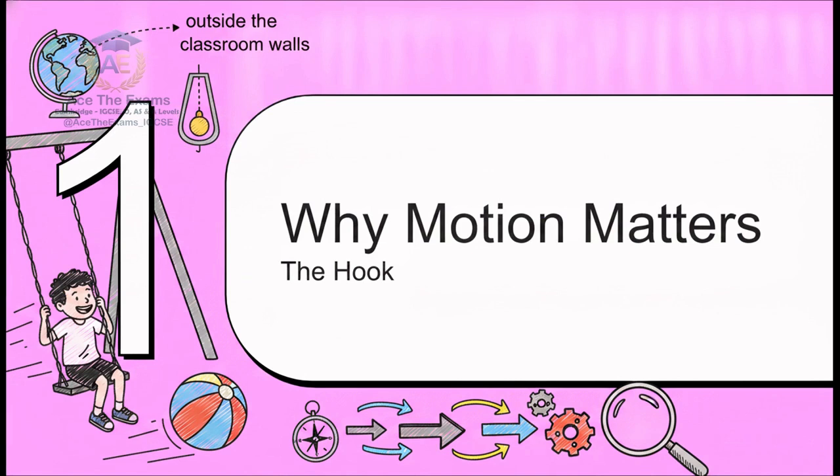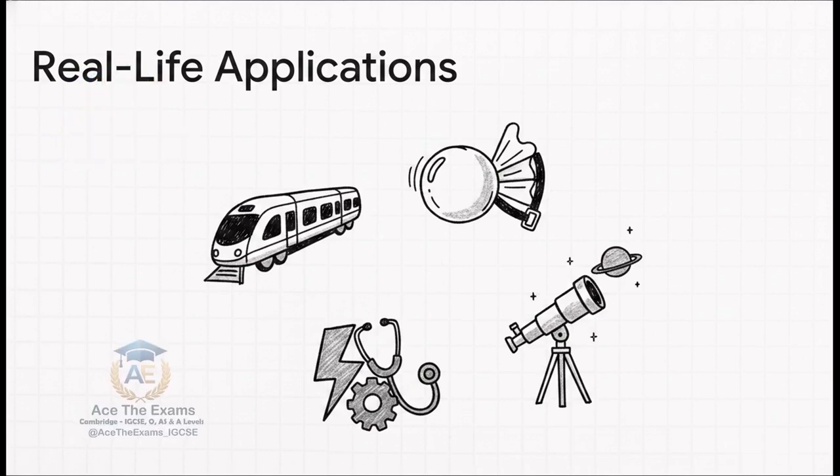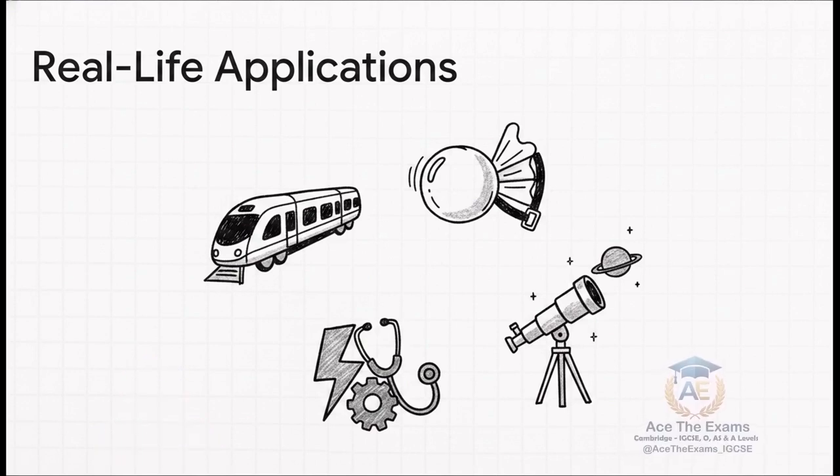Let's kick things off with Section 1, the hook, why motion matters. To truly understand the physical world, we absolutely have to look outside the classroom walls. Notice how incredibly broad the applications are here. Recording motion isn't just about rolling trolleys down wooden ramps in a dusty school lab. It appears literally everywhere. It's in complex engineering and transport networks. It's the core of vehicle safety systems. Think about how crumple zones and airbags rely on precise calculations of deceleration. It's in energy systems, communications, medical technology, and even astronomy, tracking the movement of celestial bodies.